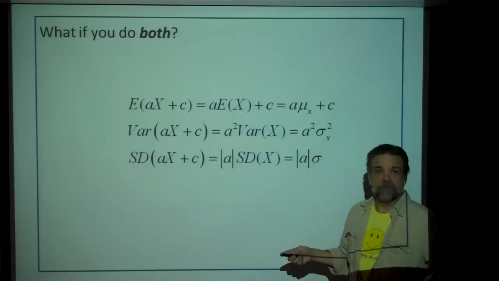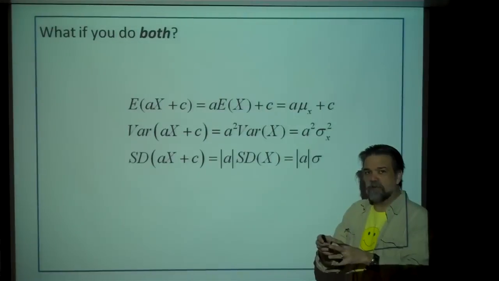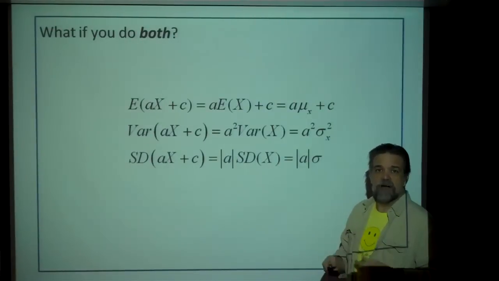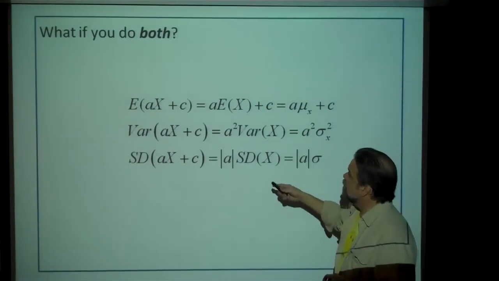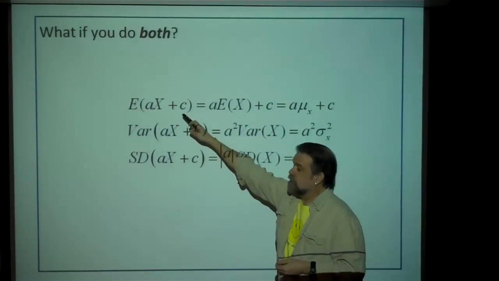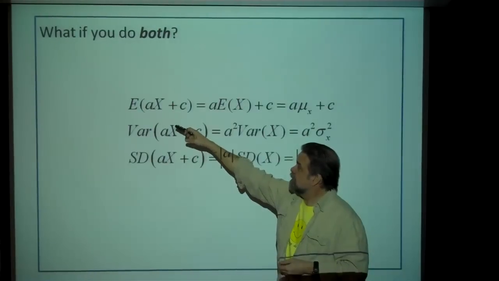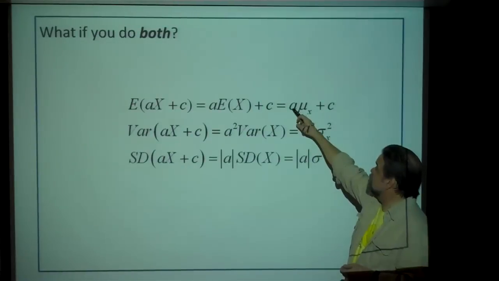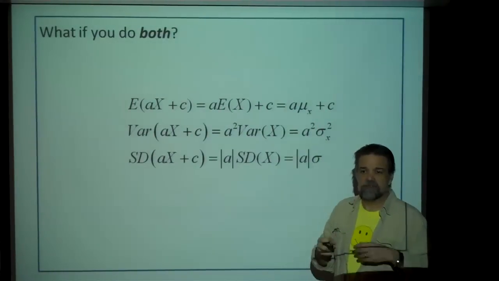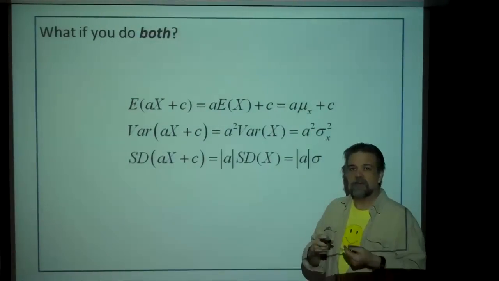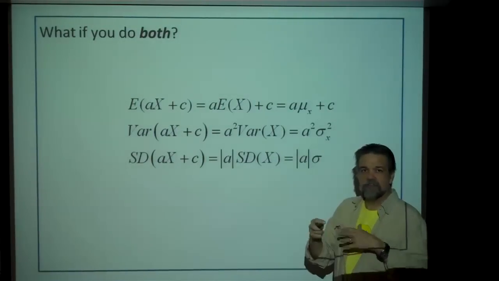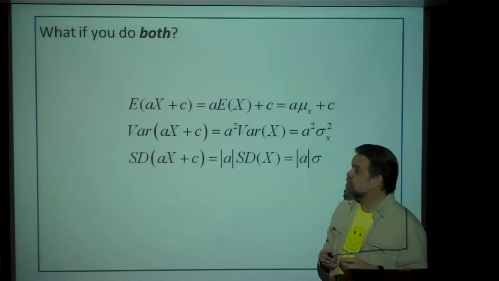What if you do both? What if you multiply a random variable by something and then add something to it? Well, basically you just combine the two rules that we just saw, okay? If I take a random variable x, I multiply by a and then I add c, what's going to happen to the mean? Well, you just multiply the mean by a and you add c, okay? It's just that the mean undergoes the exact same transformation that the random variable underwent.